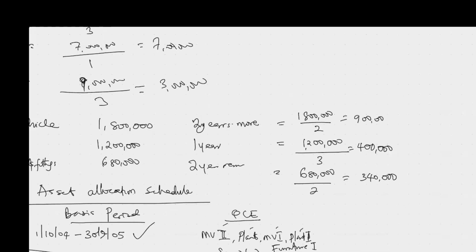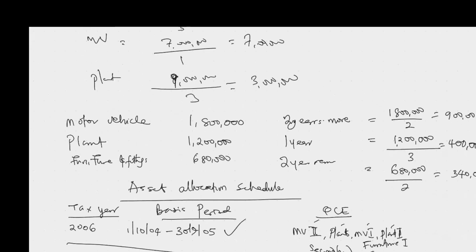So look at what we first did here. We said the motor vehicle already used 2 years. The entire number of years the motor vehicle is supposed to use is 4 years. But before now, they've used 2. Yes, sorry, sir, I don't understand.